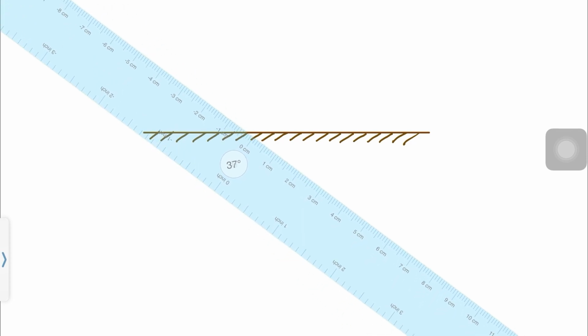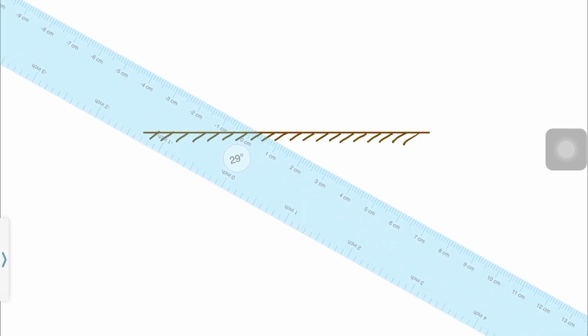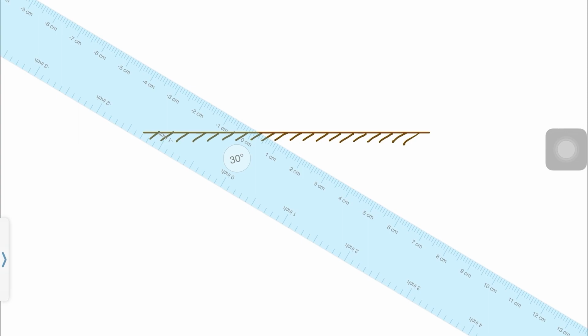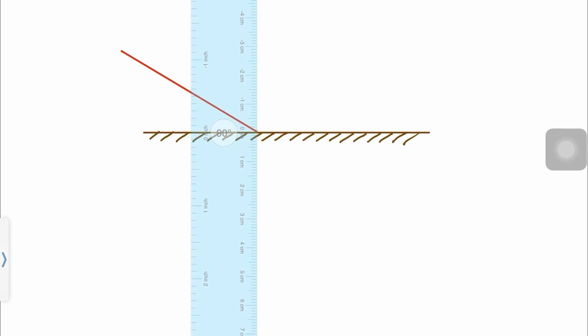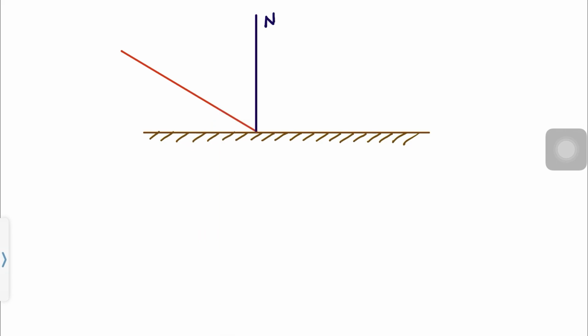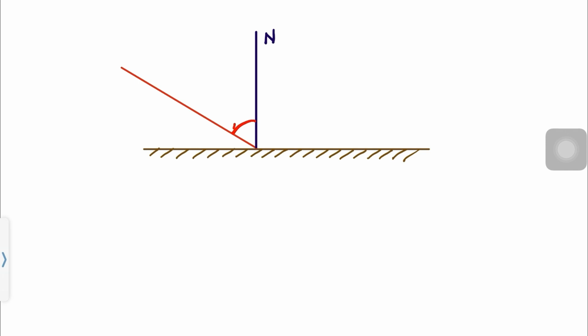Now I will take the scale and draw a line. The line or the ray which is coming towards the baseline or the interacting surface is called incident ray. Now at the point of incidence, if I draw a 90-degree line to the base surface, we call it a normal. The angle between the normal and the incident ray is called angle of incidence. Here it is 60 degrees.